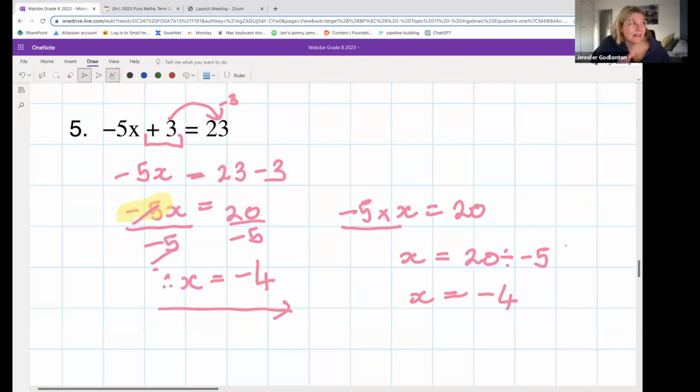Okay. Take a screenshot if you'd like. We're going to do another question that's similar to this. So if you made mistakes in this question, in the next one, you'll be able to redeem yourself and hopefully get them right.